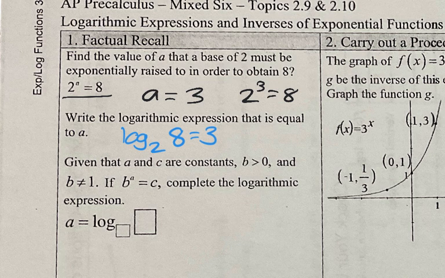Now we're given a new statement. What if I had b raised to the a equals c? How would I write that in logarithmic form? Log base b of c equals a. Do we feel comfortable enough doing that? You got to do that over and over and over. So I want to make sure that you guys know how to do that.